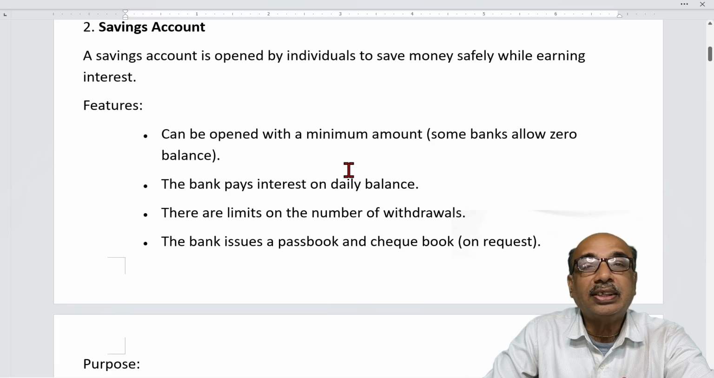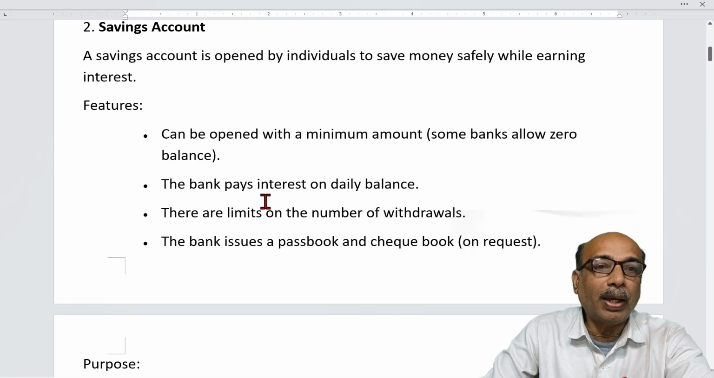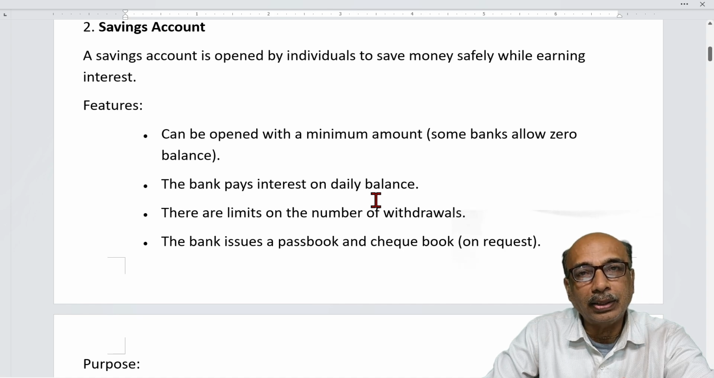Next comes saving account. A saving account is opened by an individual to save money safely while earning interest. Features of this account: it can be opened with a minimum amount. Some banks allow zero balance also. Nowadays you might have heard about zero balance account. The bank pays interest on daily balance. Whatever our daily balance is, the bank pays a small amount of interest on it.